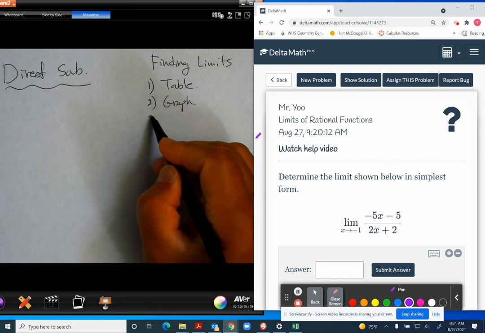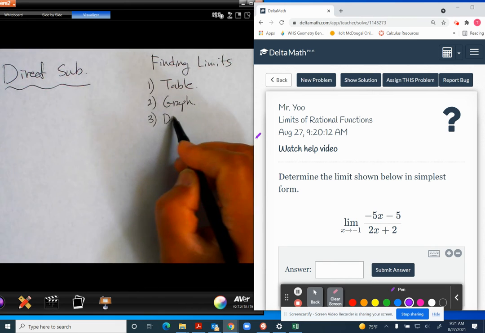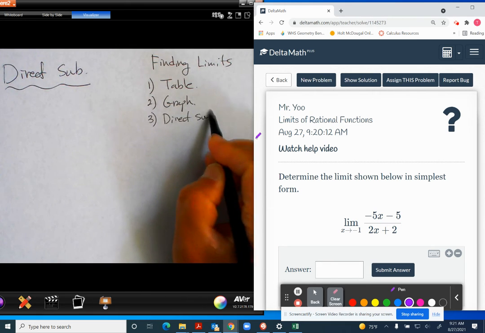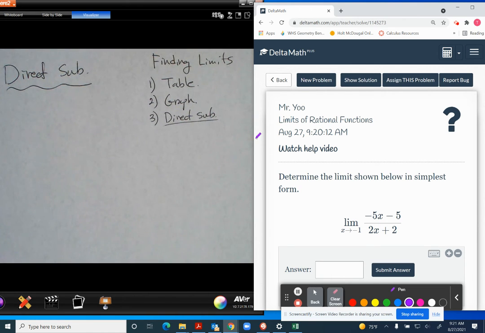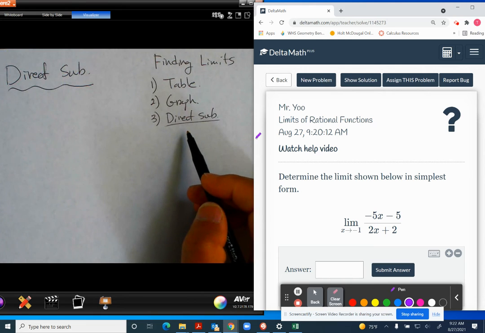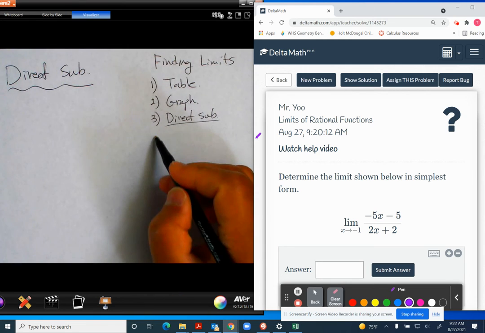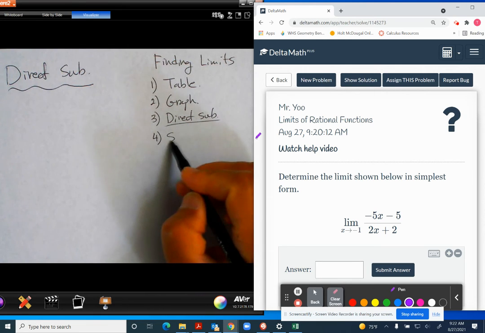So number three, we use what is called direct substitution. Now, direct substitution, it doesn't mean that it will always work out. Usually, you want to start with the direct substitution, but you'll notice that most of the time it doesn't work, half of the time. So you need to come up with some other way. If direct substitution does not work, then you want to use what is called simplifying method.